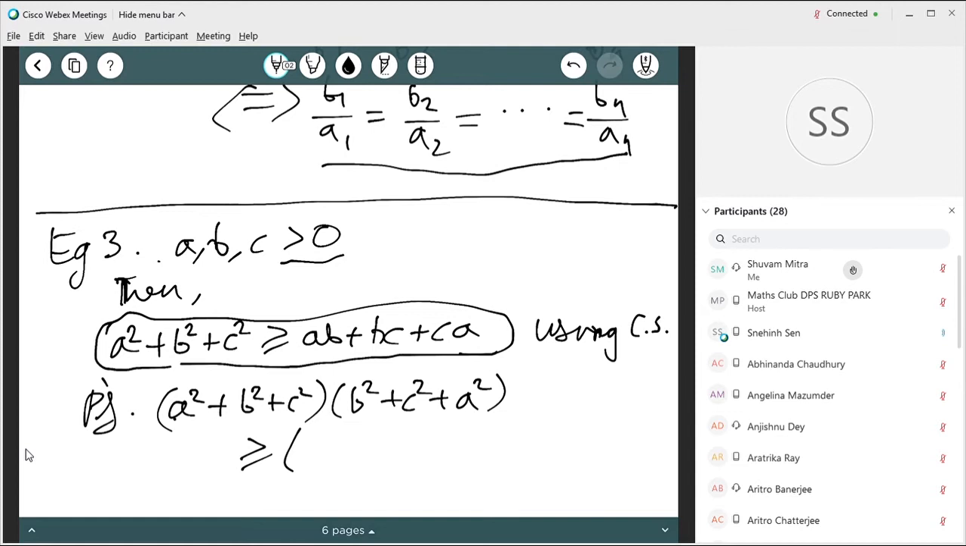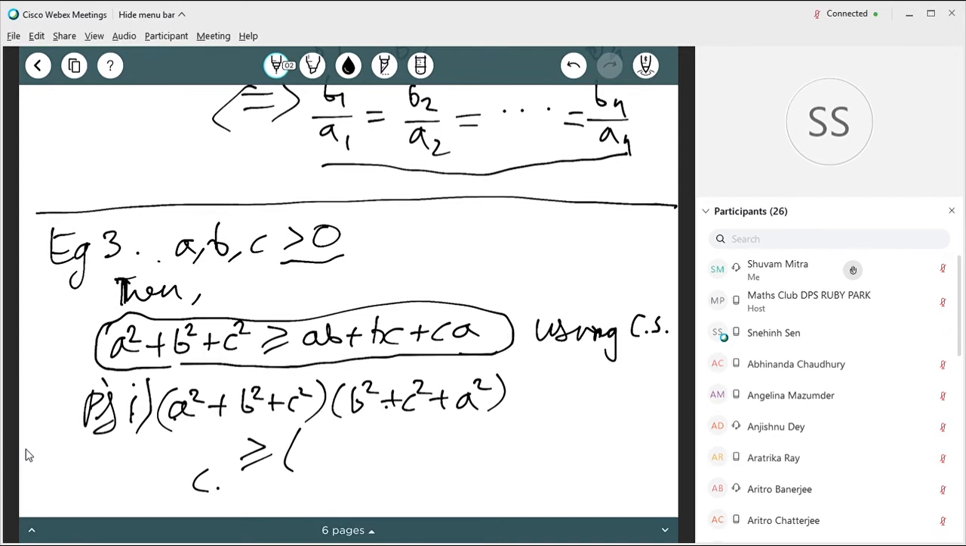Is greater than or equal to A plus B plus C whole square. We can also do this using this one, so we'll see both of them. I'll call it proof 1, and I'll also write proof 2 using Cauchy-Schwartz, the idea which he gave, which is correct. So what is this greater than or equal to using Cauchy-Schwartz? AB plus BC plus CA whole square.